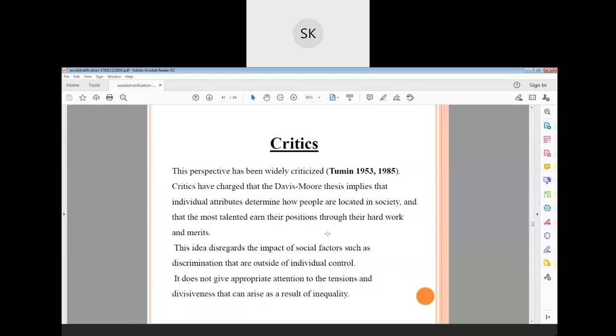Davis and Murray have implied in their thesis that individual attributes, that is, my individual capability, determine where people are located in a society. If I have the capability to hold any position, then my individual capability is determining where I want to be. If I am interested in occupying that position, I will try to place myself there.